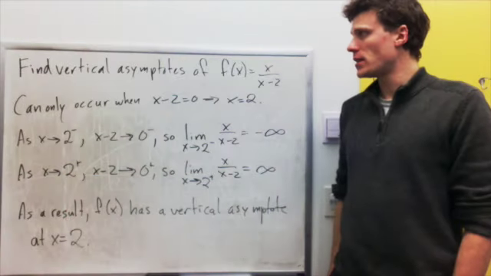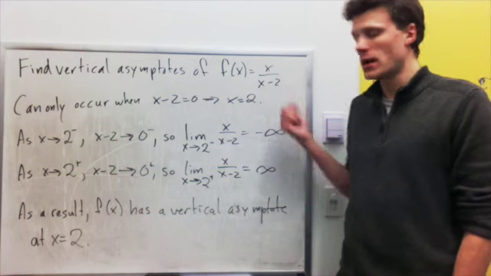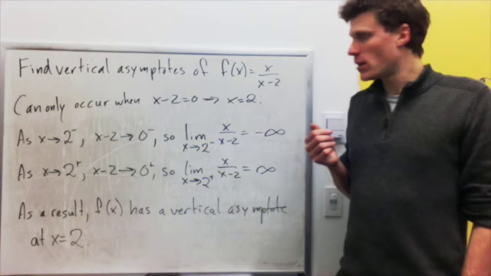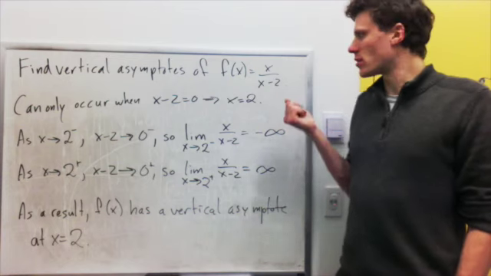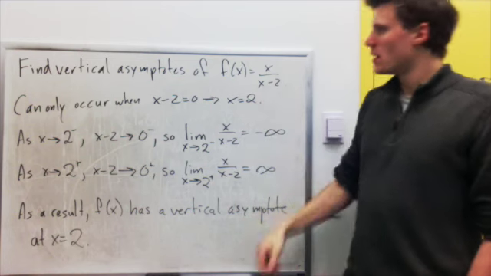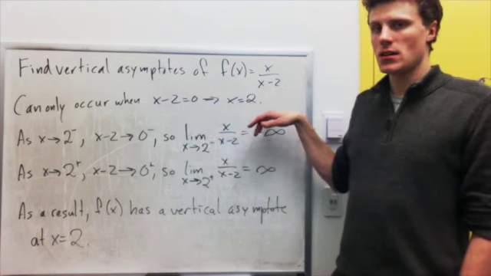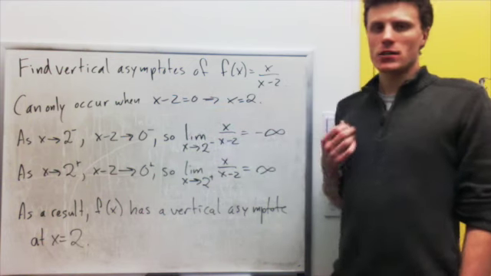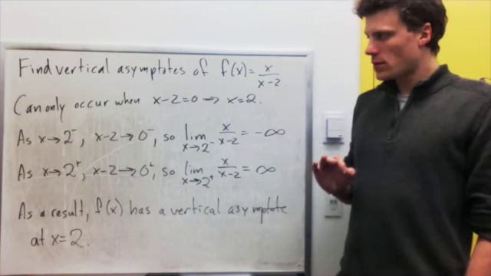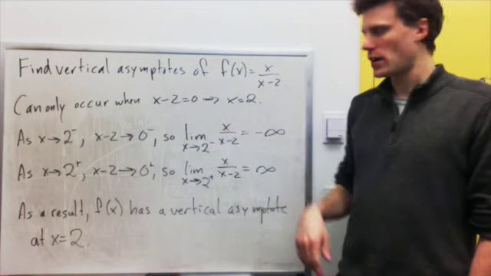All right, so now let's find the vertical asymptotes of the function x over x minus 2. Now, in general, when I write a function as a ratio of two functions, vertical asymptotes are only going to occur when the denominator is equal to 0. So in this case, that's only going to occur when x minus 2 is equal to 0, i.e. when x is equal to 2. So let's analyze the behavior as we approach 2. We should be careful and see what happens as we approach 2 from the left and as we approach 2 from the right.